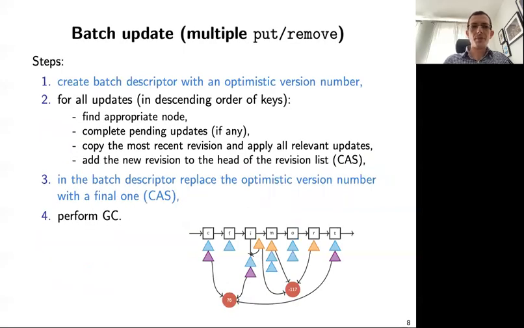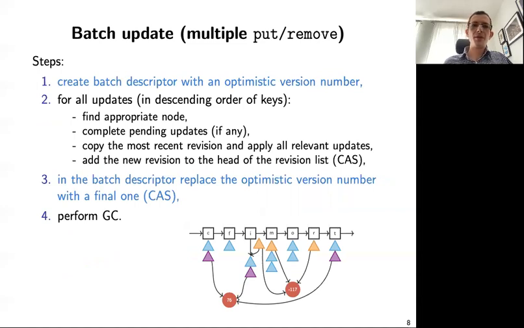The basic logic of performing batch updates in Jiffy is very similar to performing a simple put or remove operation, but obviously sometimes we need to create multiple revisions under different nodes. To guarantee atomicity of a batch update, the version numbers are not stored directly in revisions which are created during this operation. Instead, a version number is stored in and accessed through a batch descriptor, here depicted as a red circle, which is referenced by each revision created by the batch update.